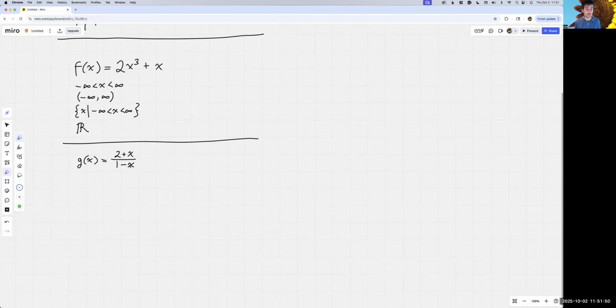In the numerator, we're adding 2 to a number. We can certainly do that. In the denominator, we can subtract any number from 1, and then we can divide any 2 numbers, except for the one case where we're dividing by 0, right? So a fraction with 0 in the denominator doesn't make sense. So that's the one thing we have to worry about.